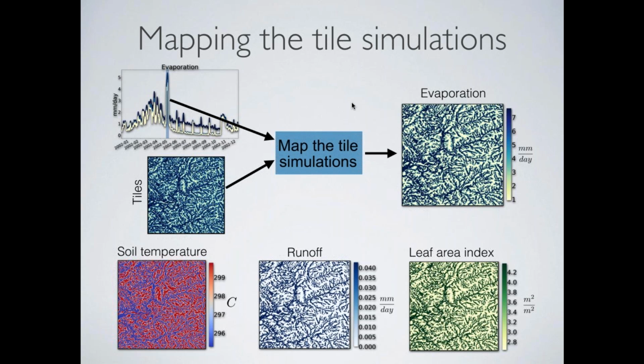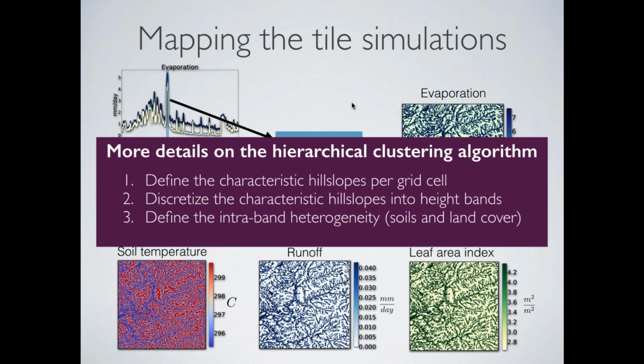So that's a very simple way of understanding how we're trying to cluster this information to include it within our models. But what I want to do is take a few minutes to dive into some details of how we actually do this hierarchical clustering. I want to define the characteristic hill slopes, discretize the characteristic hill slopes into height bands, and then define that intra-band heterogeneity.